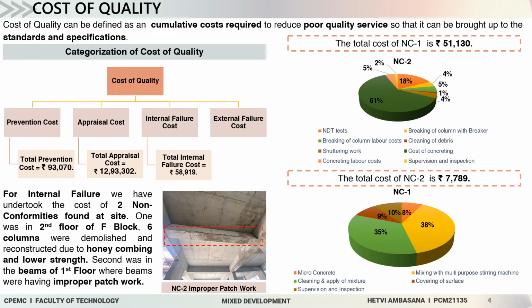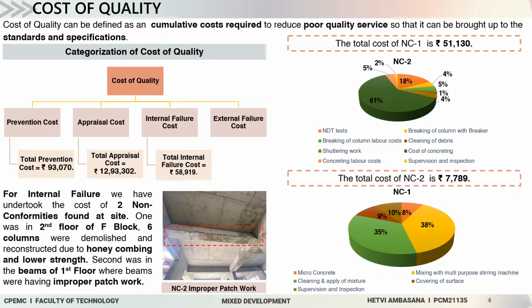Cost of quality. Cost of quality can be defined as the cumulative cost required to reduce poor quality services so that the product is brought up to the standard and specification. As you can see in the chart, there are four types of cost involved in the cost of quality. The first is the prevention cost. For this project, the prevention cost includes the cost of QC lab equipment. The total prevention cost is around rupees 93,000.